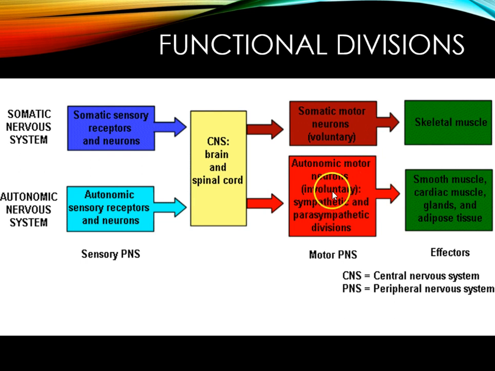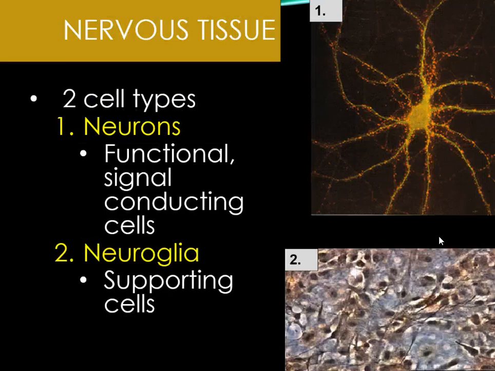Autonomic, right, which is involuntary, having both the sympathetic and parasympathetic divisions, goes to smooth muscle, cardiac muscle, glands, and adipose tissue, right? Adipose tissue would be fatty tissue. Okay.